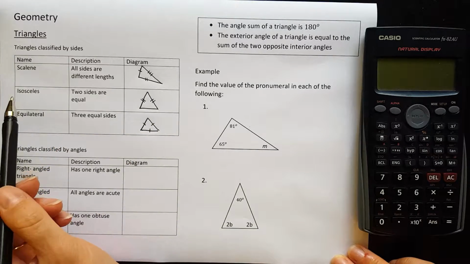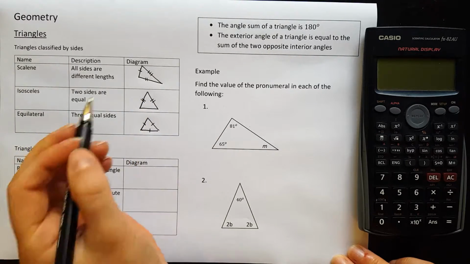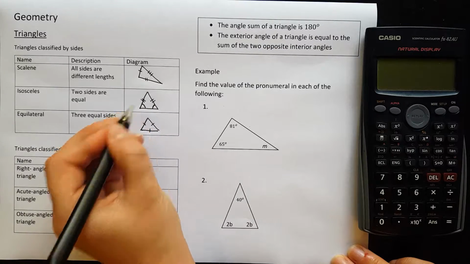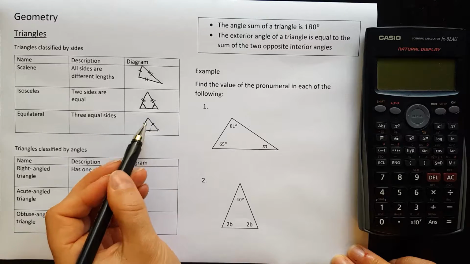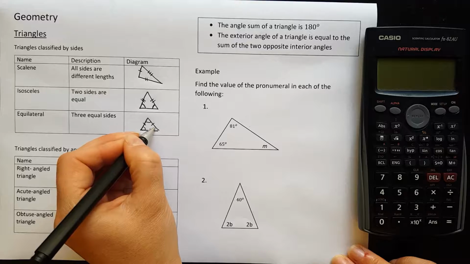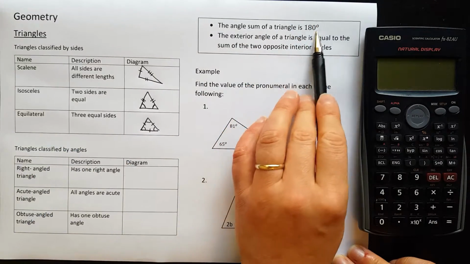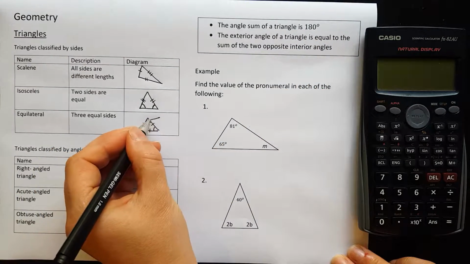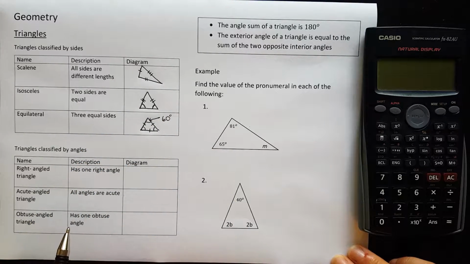Now, something that we need to know about isosceles triangles is that if these sides are equal, it also means that these angles underneath here are equal. And in an equilateral triangle, because all of the sides are equal, it means all of the angles are equal. And since the angle sum of a triangle is 180 degrees, it means that each of those angles is 60 degrees, because 180 divided by 3 equals 60.